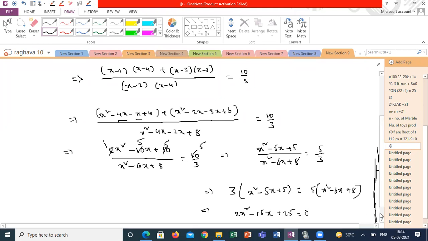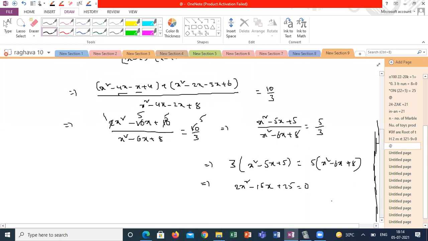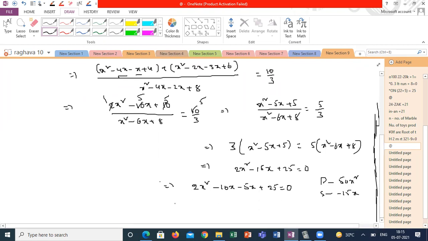So, your product should be 50x square. Sum should be minus 15x. So, I can write like this: 2x square minus 10x minus 5x plus 25.